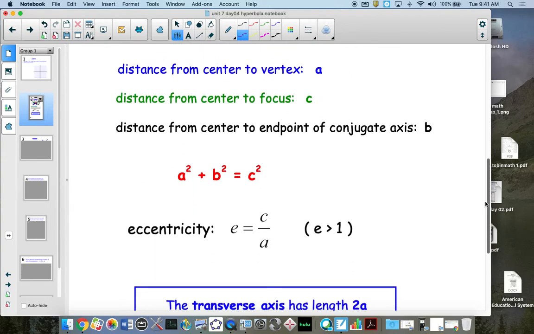Eccentricity is still defined as C over A. But remember now, since C is bigger, the distance from the center to the focus is longer than the distance from the center to a vertex. Now our eccentricity will be greater than 1. So when it was 0, we had a circle. Between 0 and 1, we had an ellipse. Greater than 1 is a hyperbola.